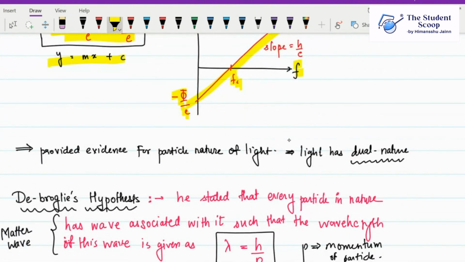Now this provides the nature that light has particle nature, and due to experiments like Young's double slit experiment, diffraction, all those phenomena say that light is a wave. So we later on agree to what we call the dual nature of light.